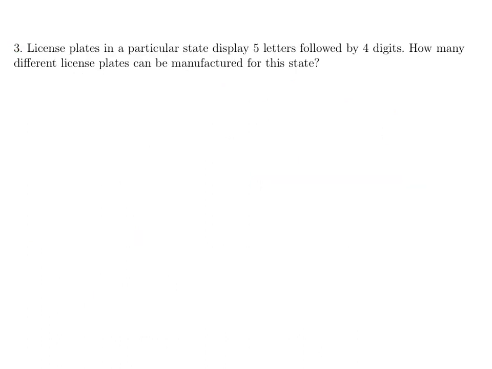Question 3 says, license plates in a particular state display 5 letters followed by 4 digits. How many different license plates can be manufactured for this state? This is a counting argument, and for this one, I'm going to list out the choices that we're going to be making. So 5 letters means we're doing 1, 2, 3, 4, 5 choices for letters, followed by, let's see, 4 digits, 1, 2, 3, 4 digits here.